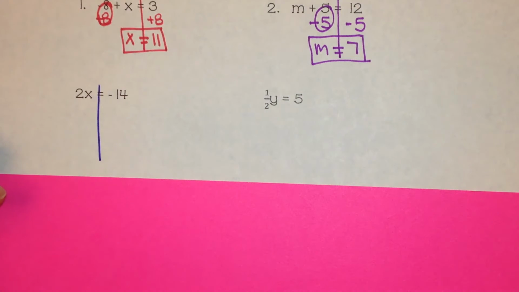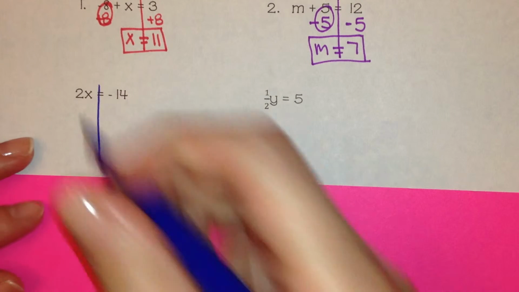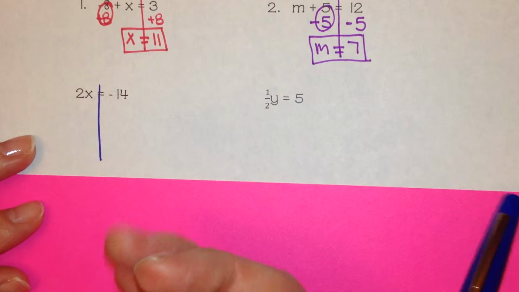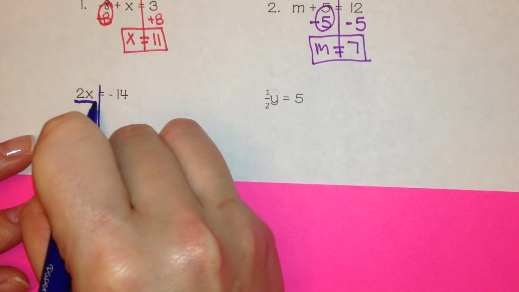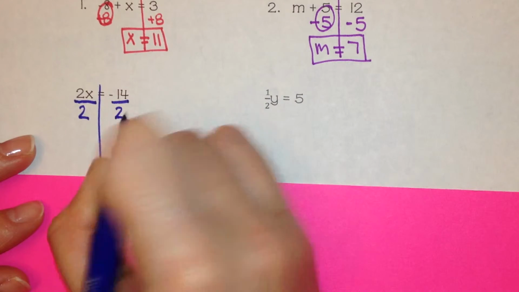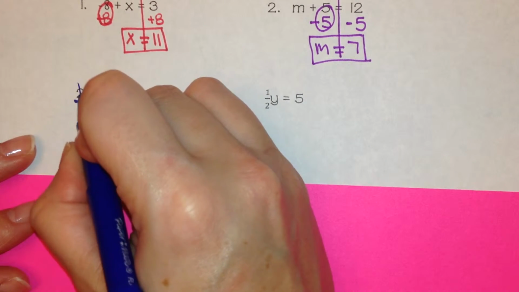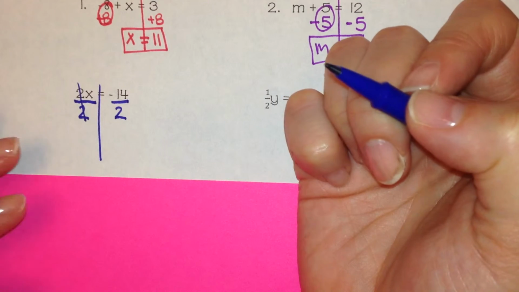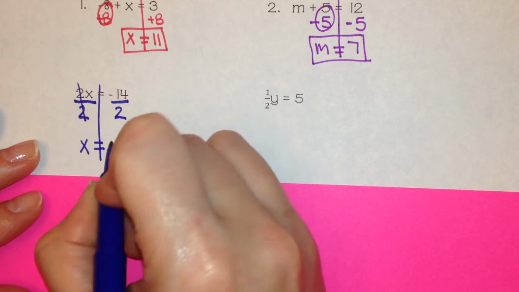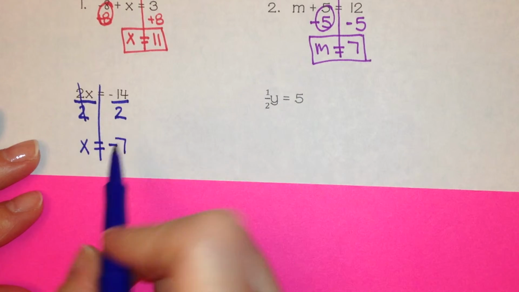Again, we want the variable by itself, and we're going to do the opposite operation to both sides of the equal sign to get rid of what's on the same side as x. So x is currently being multiplied by 2. Opposite operation of multiplication is division. So I'm going to divide by 2, but anything I do to one side, I must do to the other. 2 divided by 2 is 1. So I'm left with 1x, which is just x, is equal to negative 14 divided by 2 is negative 7.